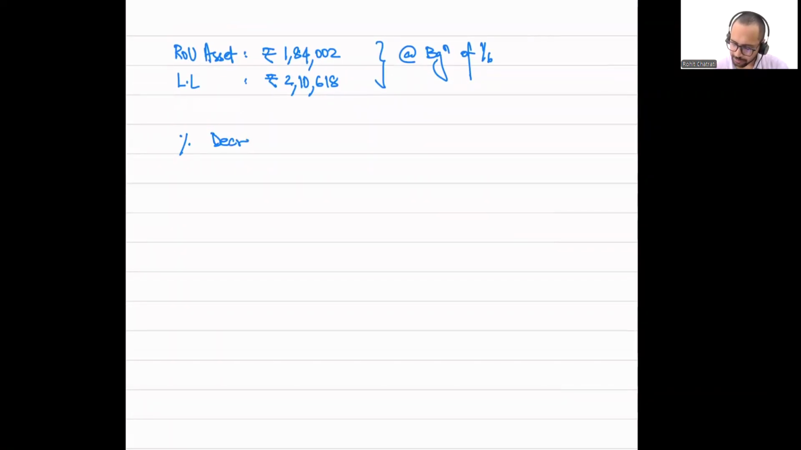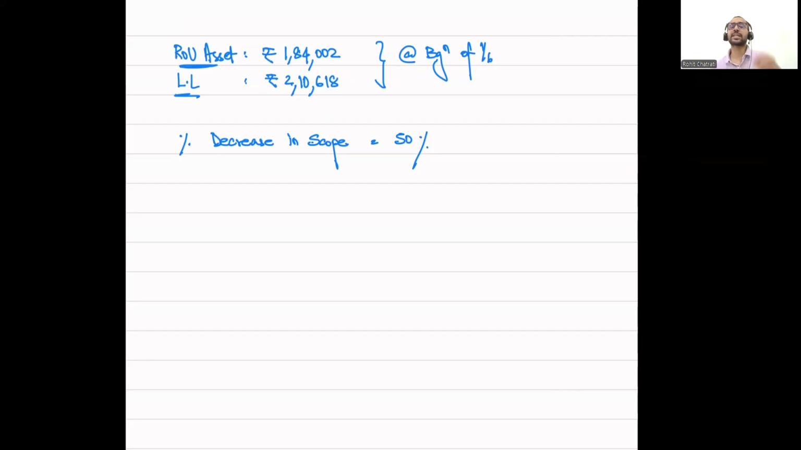I'm plotting down the percentage decrease in scope, which is equal to 50%. All right. It came down from 5,000 to 2,500. Therefore, the decrease in scope is 50 percent. Since the scope of assets has reduced by 50 percent, what Ind AS 116 requires us to do is reduce ROU asset and lease liability by 50 percent.